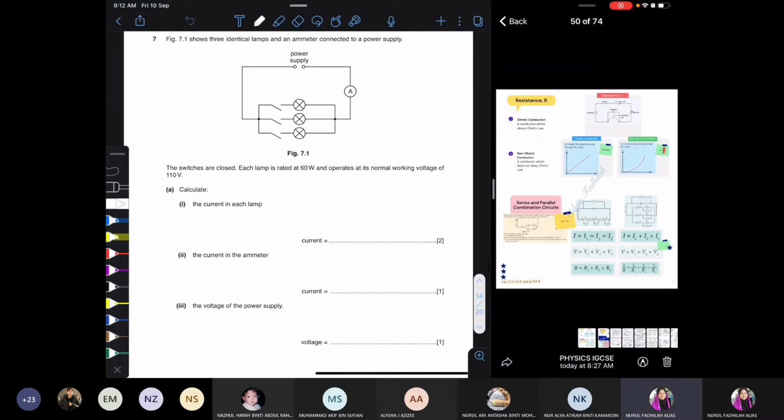The switches are closed. Each lamp is rated at 60 watts and operates at its normal working voltage of 110 volts. Calculate the current in each lamp. Siapa dah dapat jawapan berapa? What's the answer? So how do you do this?